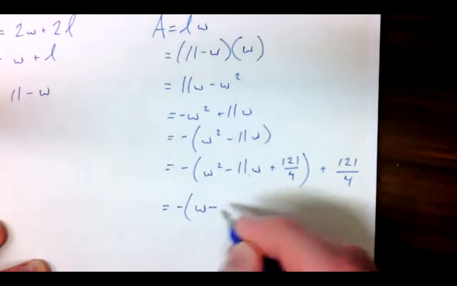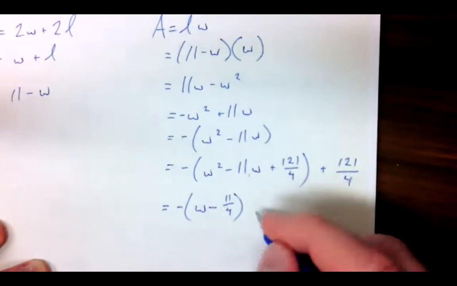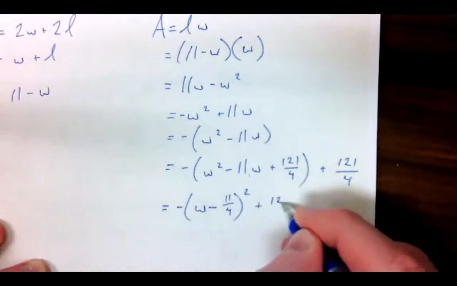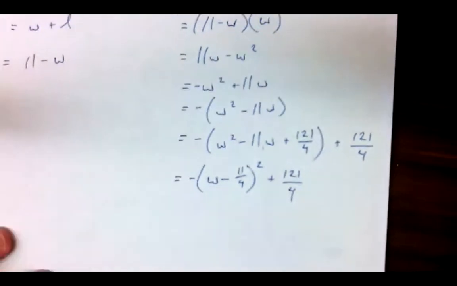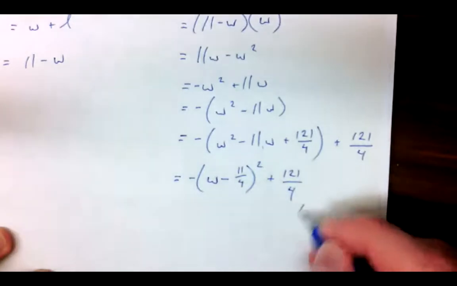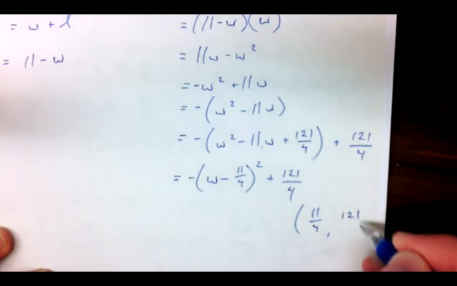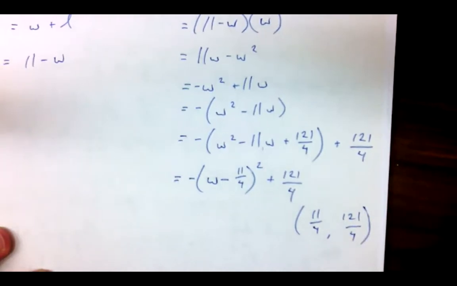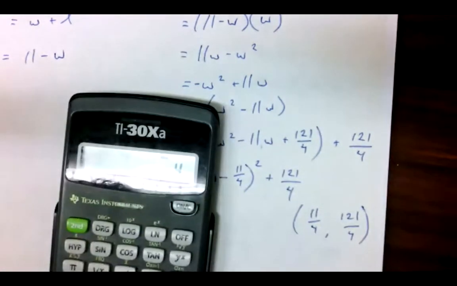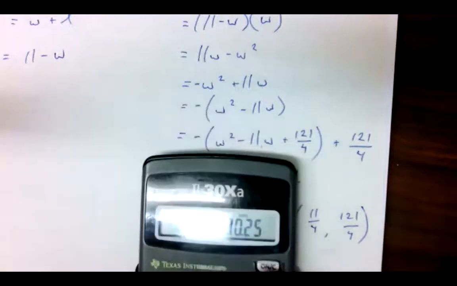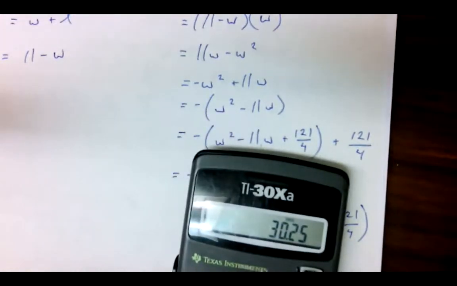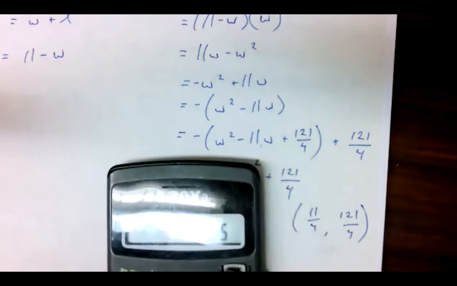Negative w minus 11 over 4 squared plus 121 over 4. I hope I didn't make a mistake because this is a goofy looking series here. So our vertex is 11 over 4 and 121 over 4. So our maximum area is 121 over 4, which is, I don't trust my brain on that one. 121 divided by 4 is 30.25. That'll be our area. Okay.